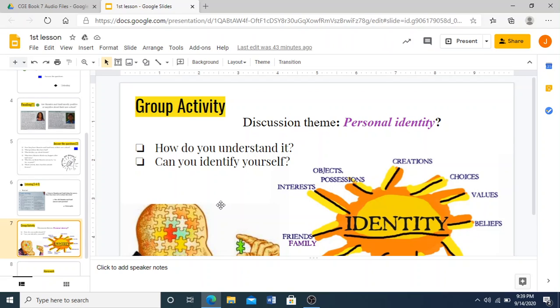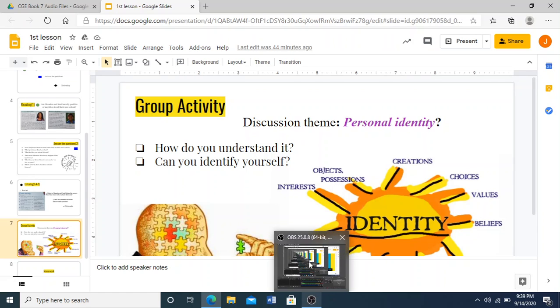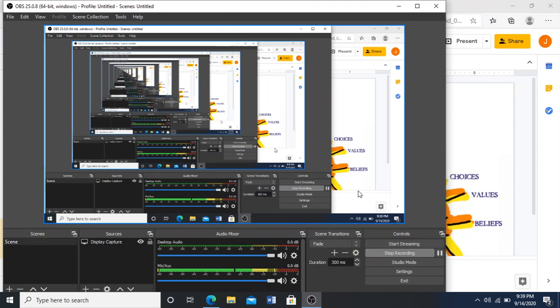Actually, there is no homework for this class, except of course if you haven't finished any of these tasks, then you have time now to complete it and send it to me. Okay, people, you can read more about personal identity so that it is easier for us as we proceed in these lessons. Okay.